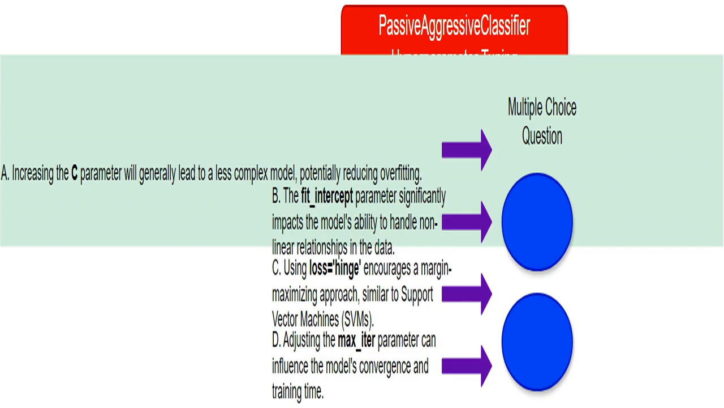I disagree with this statement. The C parameter controls regularization strength. A smaller C means stronger regularization, leading to a simpler model. Increasing C weakens regularization, making the model more complex and prone to overfitting. It learns the training data too well and performs poorly on new data. It's like trying to memorize an entire textbook versus understanding the key concepts.